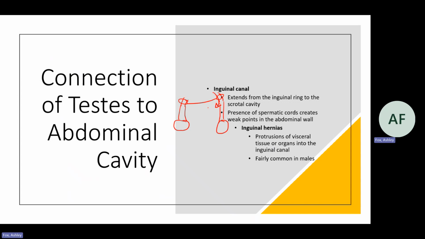This is a surgical fix where mesh is added to tighten up the inguinal canal and make it a stronger part of the abdominal wall, so that we can't have abdominal organs coming out. This is common in males. If you've heard of an inguinal hernia, that's where it's occurring.